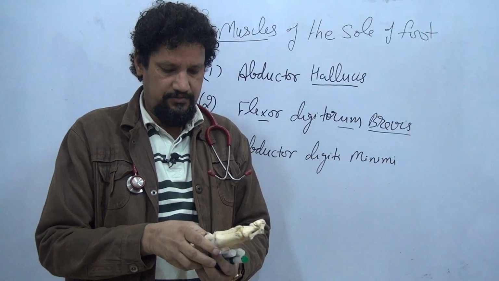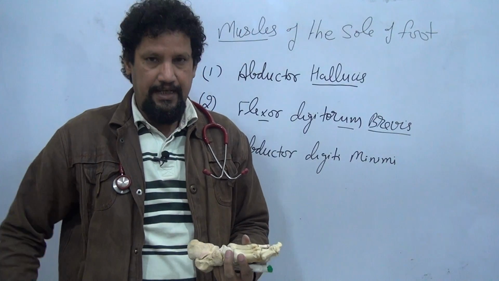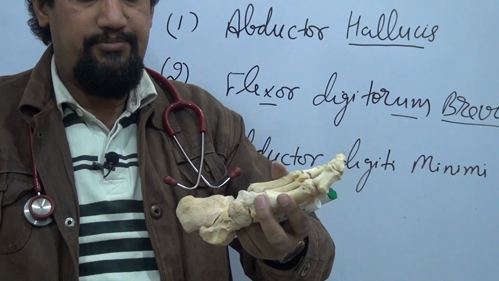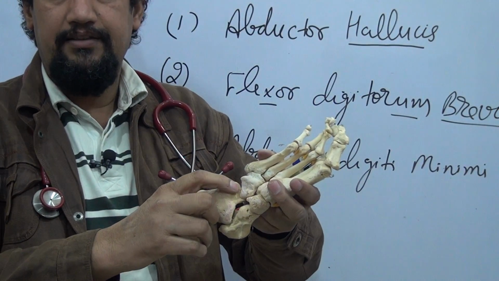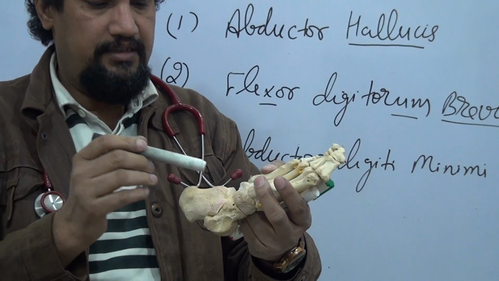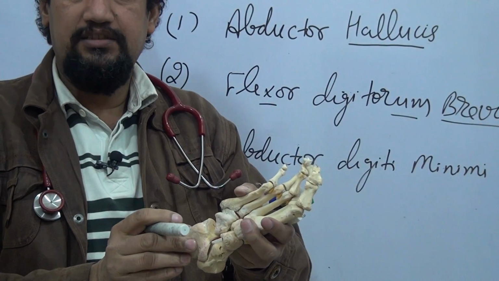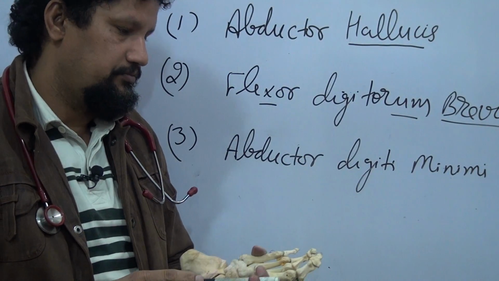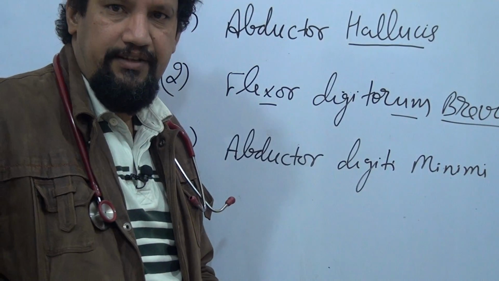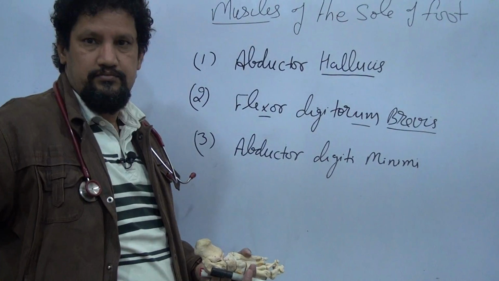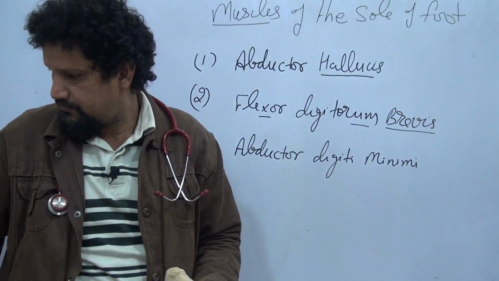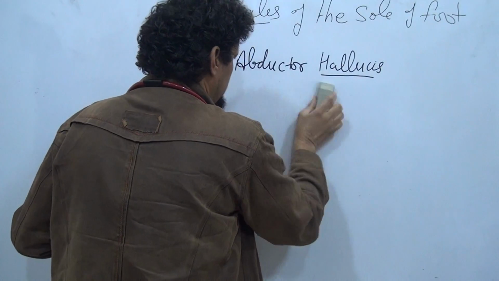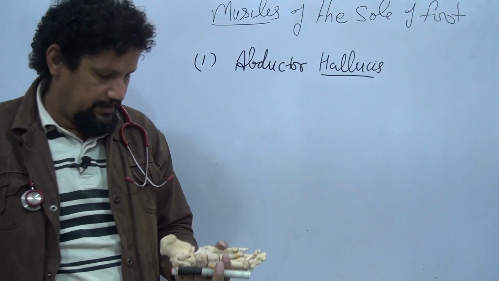So again we can see the calcaneus, and this part of the calcaneus is giving the proximal attachment to the muscles of the first layer or the first compartment of the sole. So here we can see again the first muscle of the first layer is the abductor hallucis.